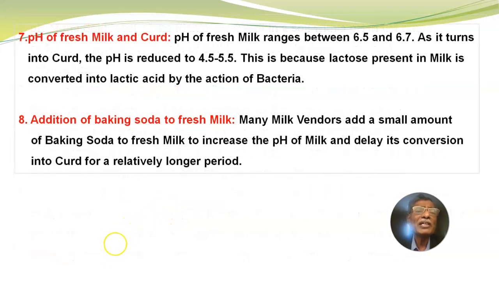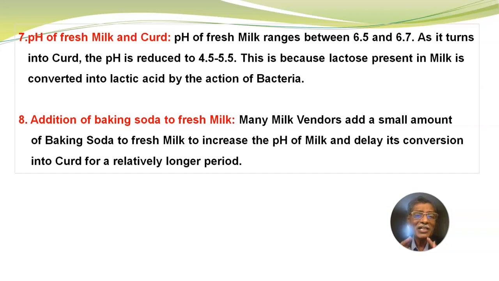Number 7. pH of fresh milk and curd. pH of fresh milk ranges between 6.5 and 6.7. As it turns into curd, the pH is reduced to 4.5 to 5.5. This is because lactose present in milk is converted into lactic acid by the action of bacteria.